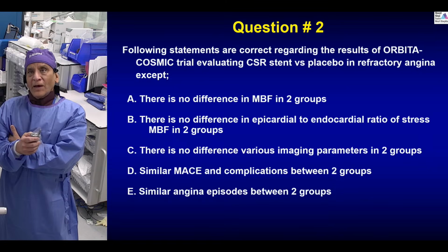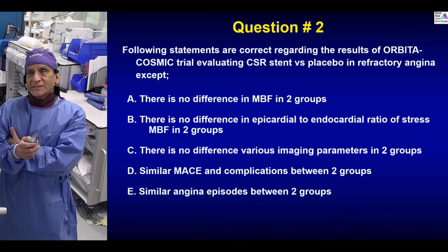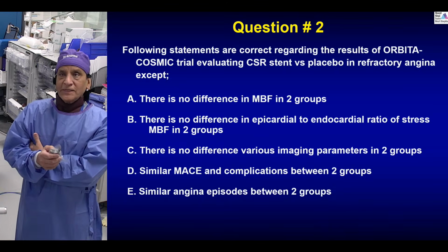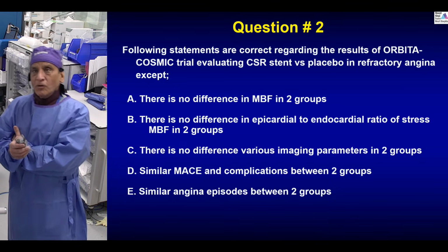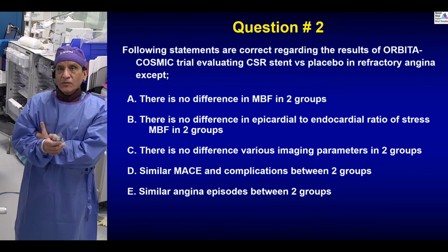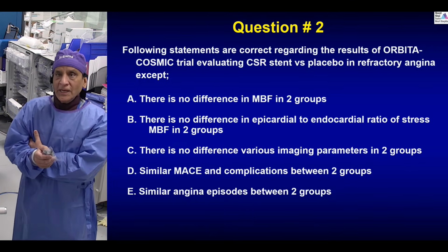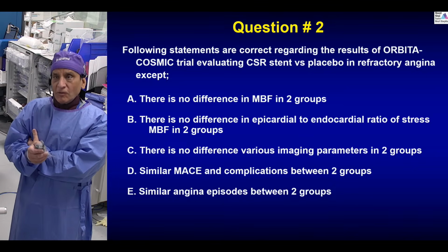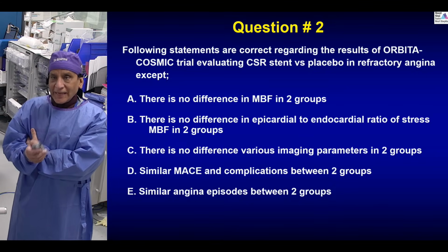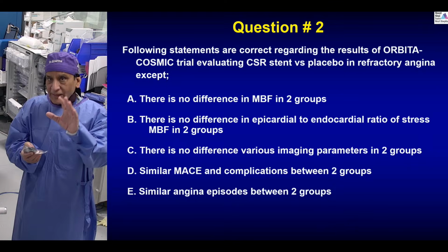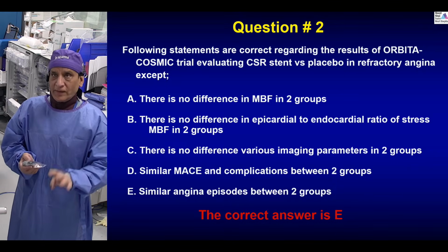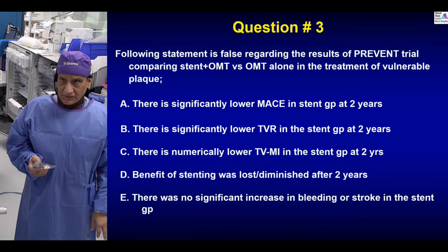Second, the following statements are correct regarding the results of the ORBITA-COSMIC trial evaluating the coronary sinus reducer stent versus placebo in refractory angina, except: there is no difference in the myocardial blood flow; there is no difference in the epicardial to endocardial ratio of stress myocardial blood flow in the 2 groups; there is no difference in various imaging parameters in the 2 groups; similar MACE and complication between the 2 groups; similar angina episodes between the 2 groups. The wrong answer is E, because it is not similar angina. Angina was significantly lower in the reducer group compared to the placebo.